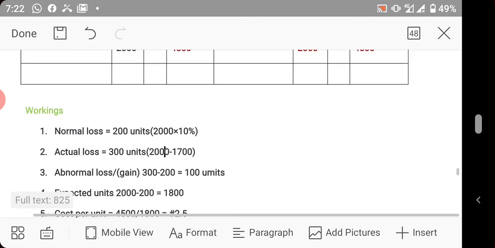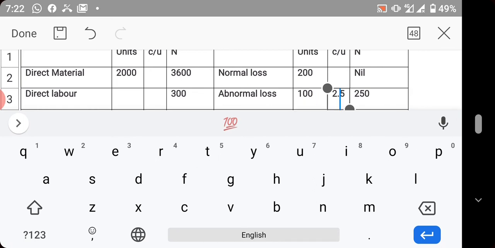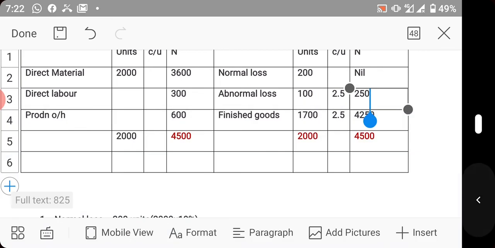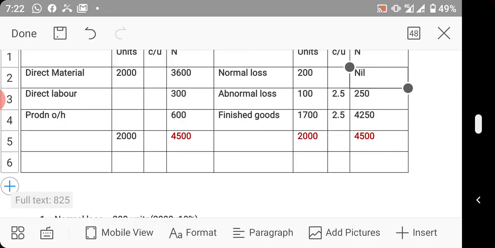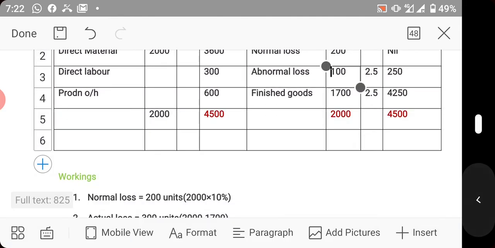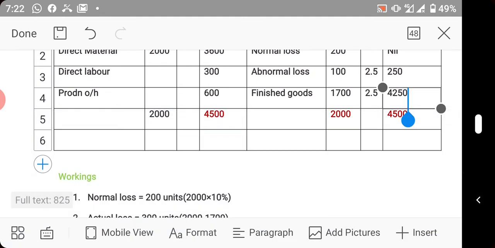We have 2.5. So you now bring in your abnormal loss we calculated, which is 100, multiplied by this will give us 250. Now the difference between 1,800 and 100 will give us 1,700, and this 1,700 multiplied by 2.5 will give us this. So if you add up, it's the same. You see, the stuff is self-balancing. If you are getting your process costing correct, it must balance by itself. You don't need to kill yourself before balancing it.